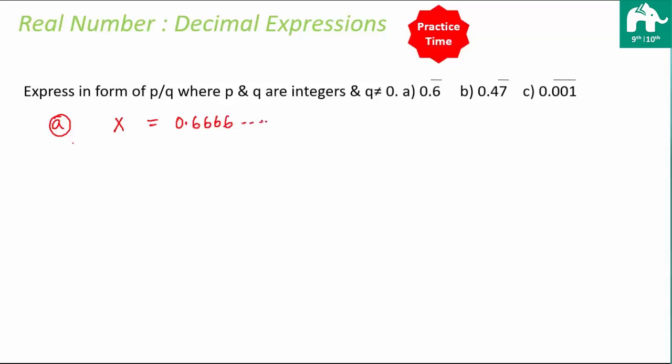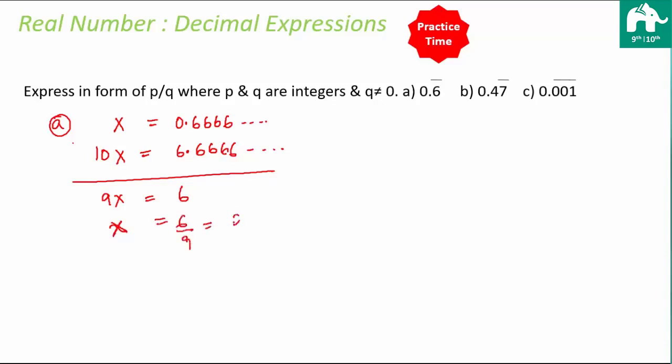So how many digits are repeating here? 1. So we will multiply it by 10. So this becomes 6.6666 and so on. Now we subtract the first equation from the second equation. As a result, we get 9x is equal to 6. Therefore, x is equal to 6 by 9, which is equal to 2 by 3. And that's our answer. It's in the form of P by Q.